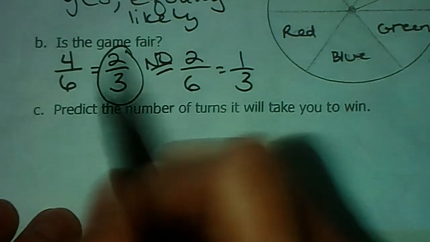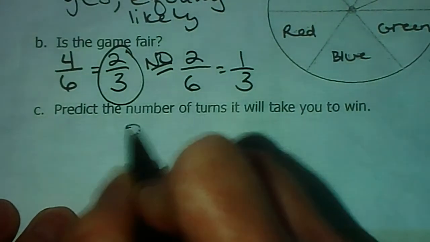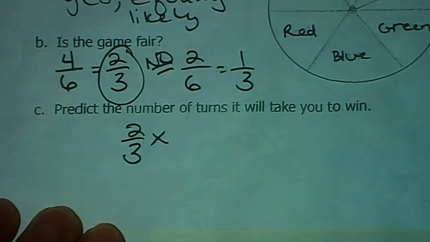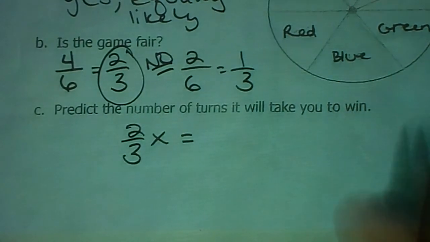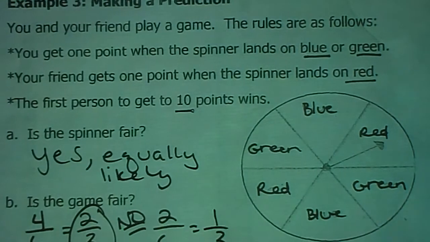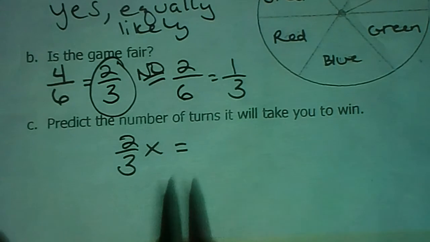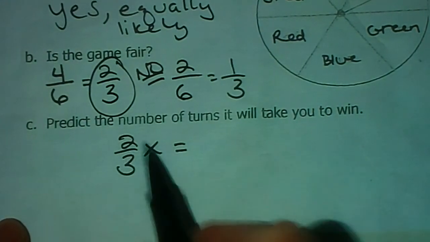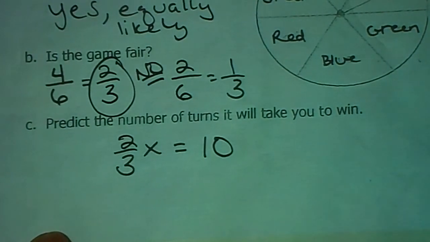Okay, so your chances of winning are 2/3, right? What we're going to do is take 2/3, my chances of winning, times the number of turns it will take, and that's equal to, do you remember how many points you need to win? It says you need 10 points to win. My vent is making a loud noise in the back. You can hear that. I'm sorry. I will try to speak loudly. It's not me. So 2/3 x, 2/3 are my chances of winning. X is the number of turns it will take, and I need 10 points in order to win.